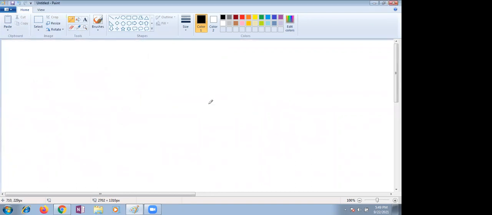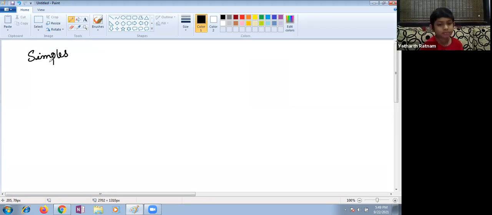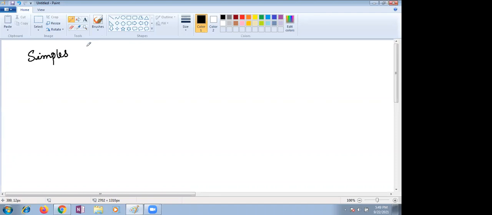Next one. Reduce the following fractions into simplest form. This is simplest form. I will give questions. Simplest form of a fraction or reducing into lowest form. These are the varieties of words given like that, children.